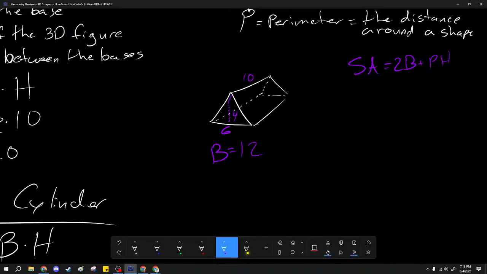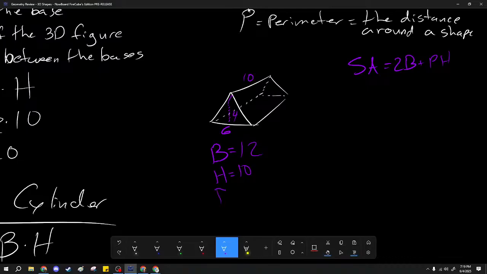Let's go ahead and find H. H, capital H, again, is the height of your figure. Not the height of your base, the height of your figure. If you stood this up where the triangle was on the bottom on the ground and the other triangle was facing the sky, our height, the distance between our 2 bases, would be 10.